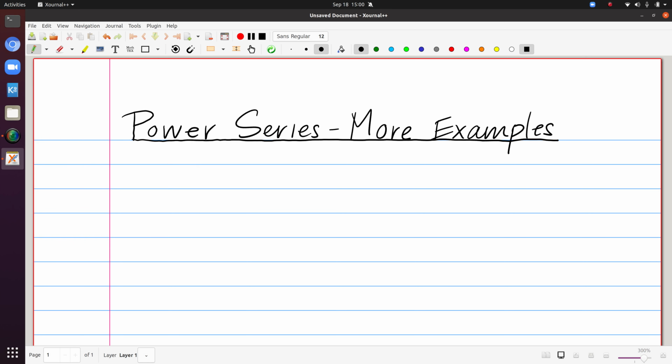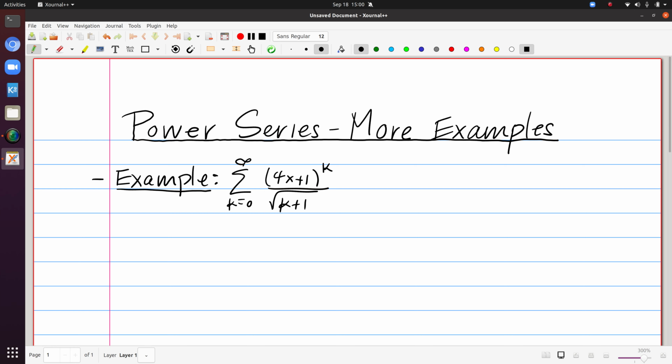Now I'd like to spend just a little bit more time looking at examples. So to continue with examples that we have seen before, let's consider a situation in which, again, we want to find the interval of convergence for a power series. In this case, let's look at the power series which sums from k equals 0 to infinity, (4x plus 1) raised to the k over square root of k plus 1.